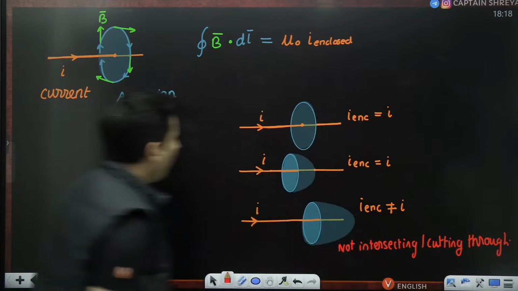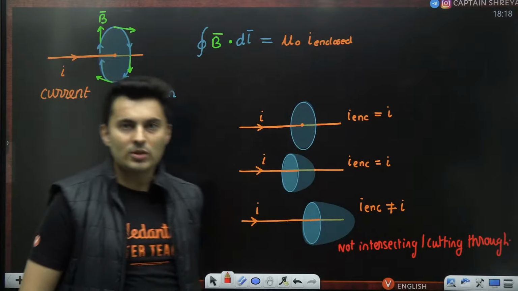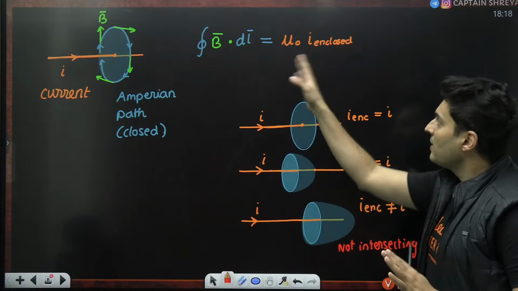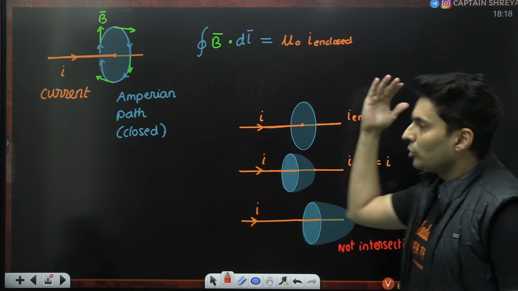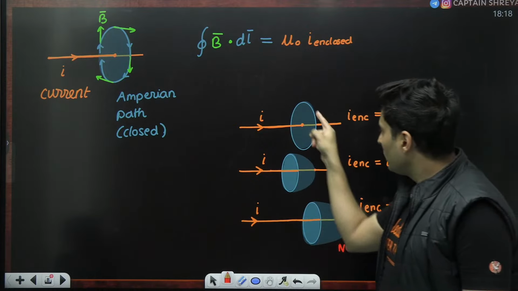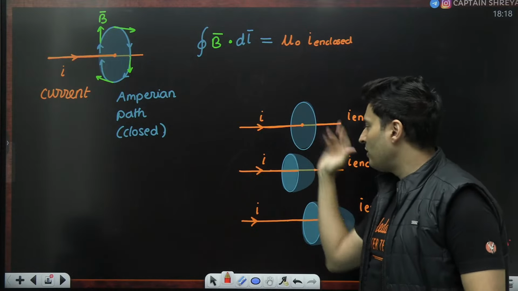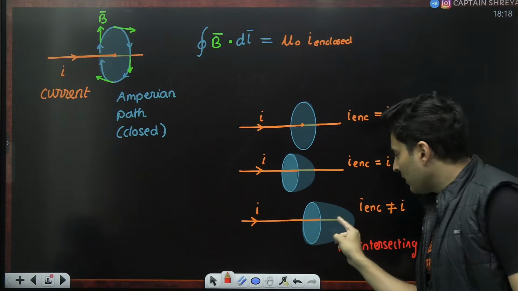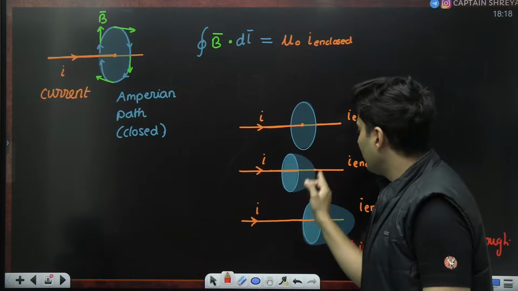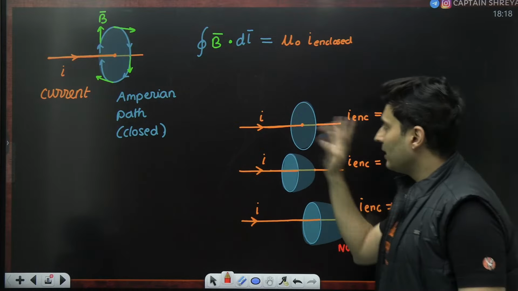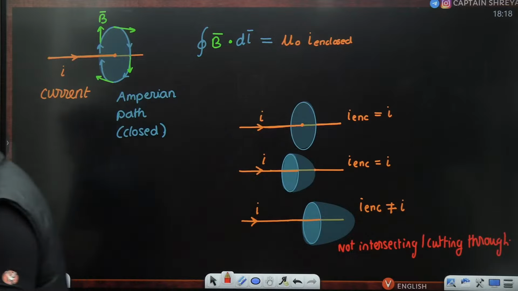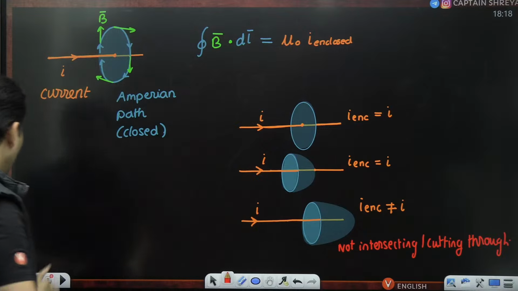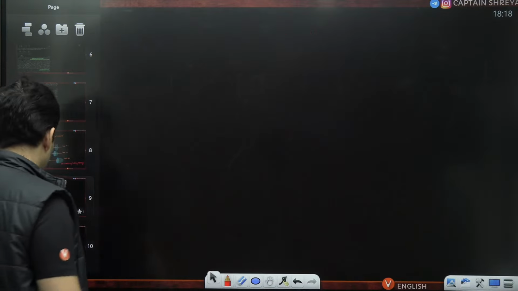So what exactly is my definition of enclosed current? Is something wrong with it? The answer is that nothing is wrong with my definition of enclosed current. Enclosed current is defined in such a way that if you take that Amperian path and make a film, whether it is flat or curved, that wire must intersect it somewhere or the other, either here or over here or at that flat surface. But if it is not intersecting, then what to do? Here comes the solution.